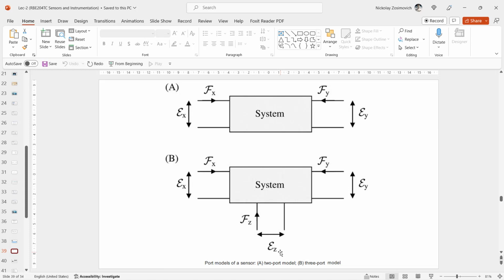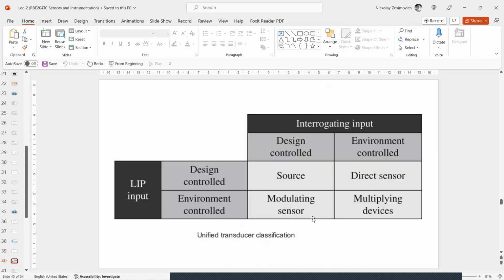any sensor can be described with a three-port model, as in figure B, and only the function of the ports may differ, notably the LIP input port and the interrogating input port. According to the unified transducer model, an input port can be controlled either by design, in which case it has a fixed value, or by environment, in which case the measurement of some unwanted input varies. So we have four different cases.